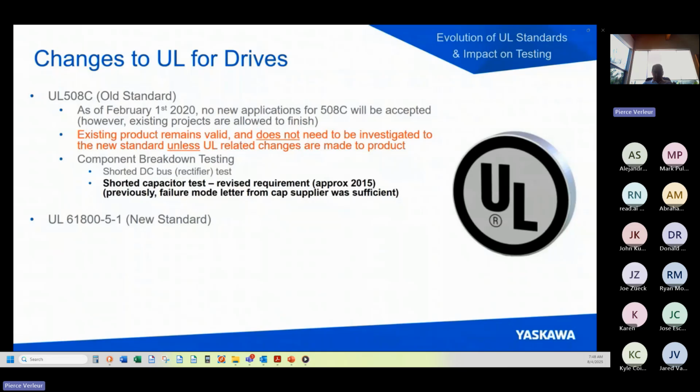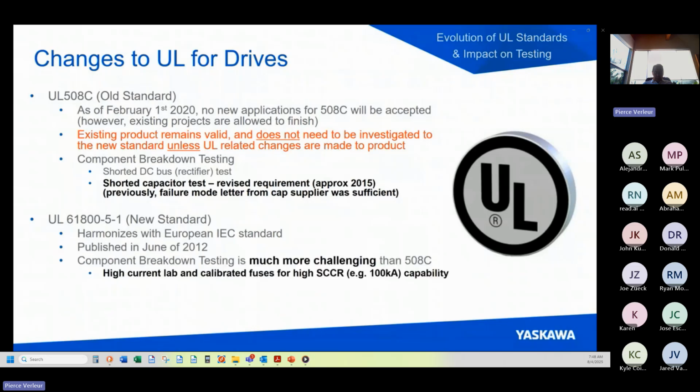So again, the way of the future is really this new standard, which is 61800-5-1. That number might look a little bit familiar to you, because there is also a European IEC standard that it's harmonized with. So you'll see an IEC standard with that number, and you'll see the UL standard, and they share a lot of the same requirements, but they are not exactly the same. This was actually published all the way back in 2012.